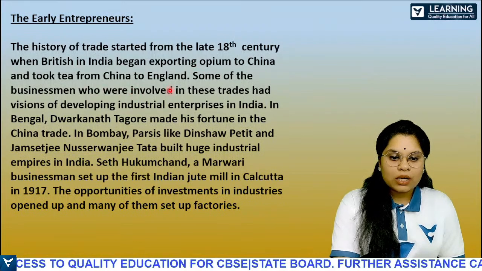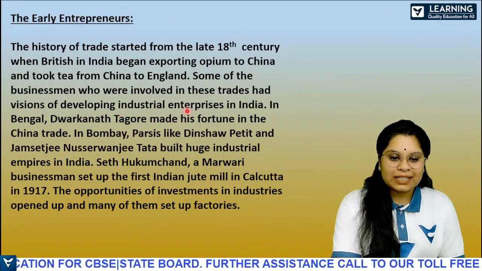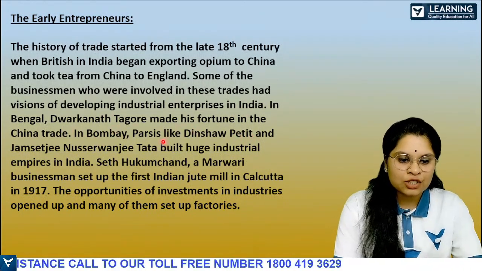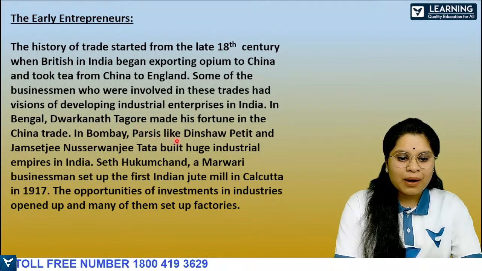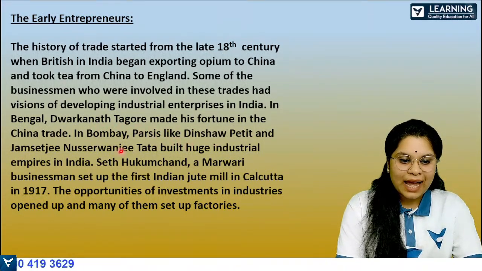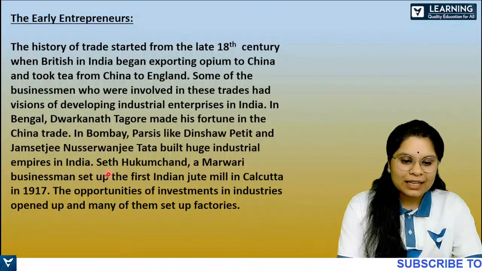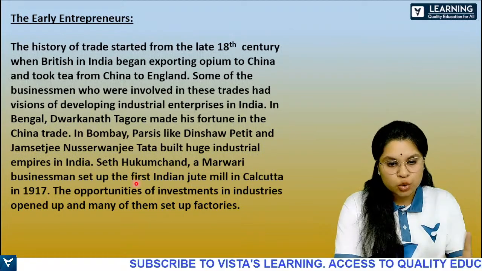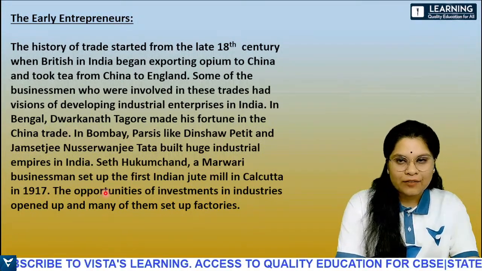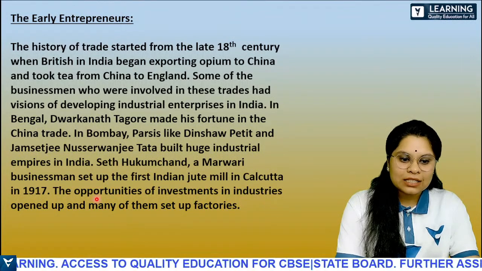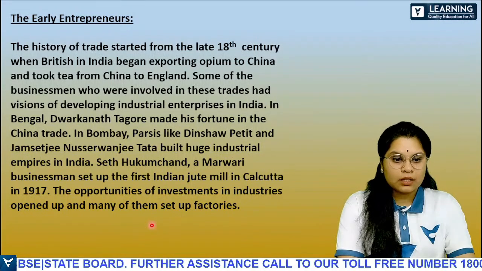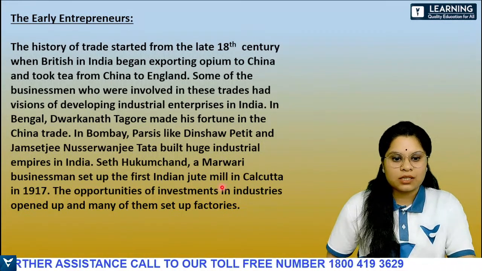Some of the businessmen who were involved in these trades had a vision of developing industrial enterprises in India. In Bengal, Dwarkanath Tagore made his fortune in the China trade. In Bombay, Parsis like Dinshaw Petit and Jamshid Tata built huge industrial empires in India. Seth Hukumchand, a Marwari businessman, set up the first Indian jute mill in Calcutta in 1917. Opportunities for investment in industries opened up for many of them. So this was about the early entrepreneurs.